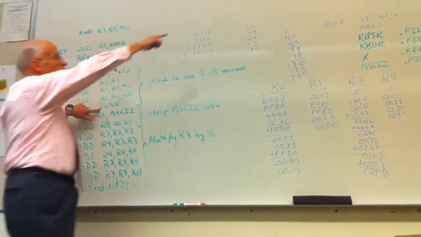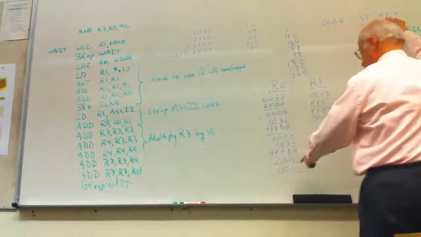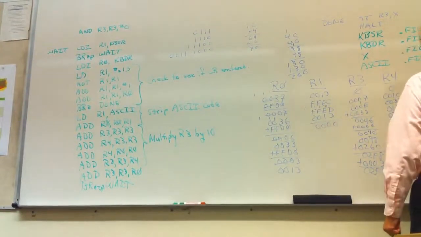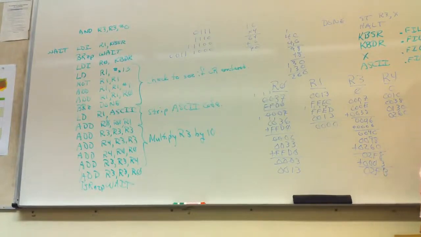Now I will branch down to done, where I store the contents of register 3, 02FB. Let's see, we had a 0 in here, but that's replaced by 02FB. Okay, that's how input works. Aren't you glad the system does that for you?